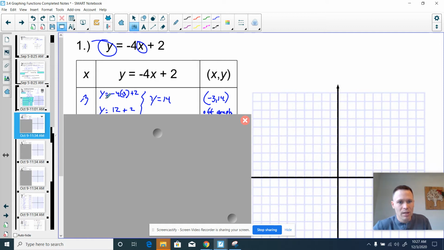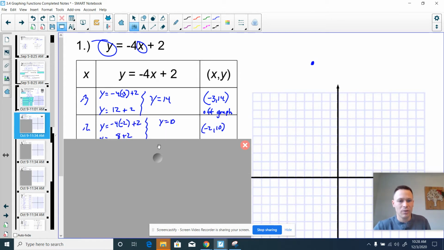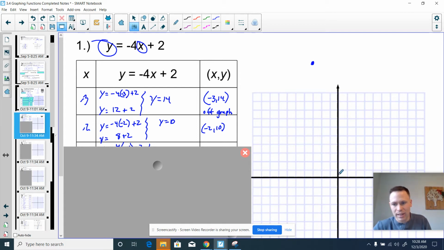So I have negative 4 times negative 3, which is positive 12, right? So I have positive 12 plus 2, which is 14. So I have negative 3, 14. This is actually off the graph. Negative 3, 14. I know this goes out to 10. 14 would be somewhere in this area. Then I go ahead and do negative 2. Negative 4 times negative 2 is positive 8. Then I add 2, and I get 10. So I have negative 2, 10, and negative 2, 10 is on the graph, so negative 2, 10 is right.